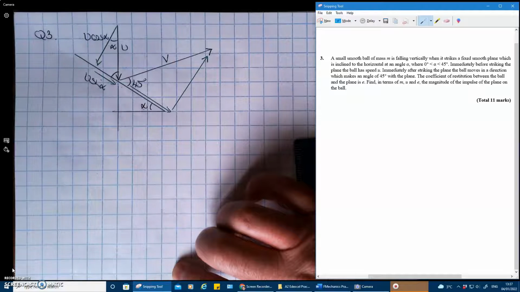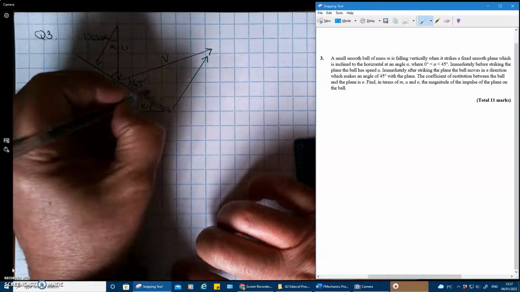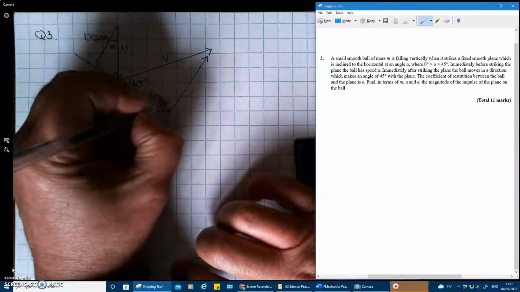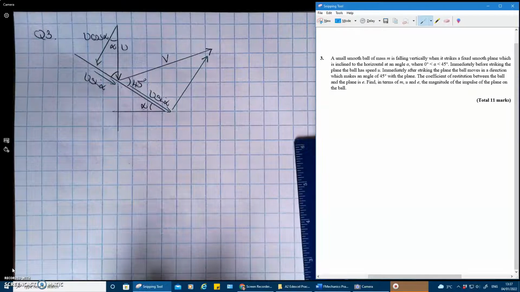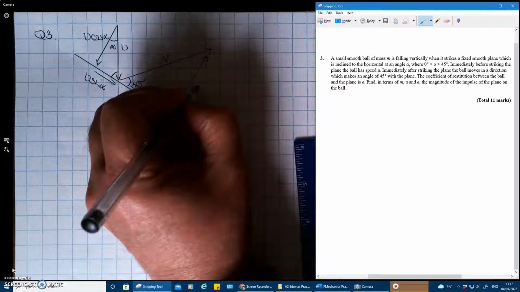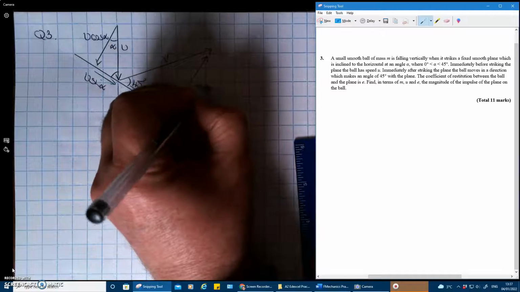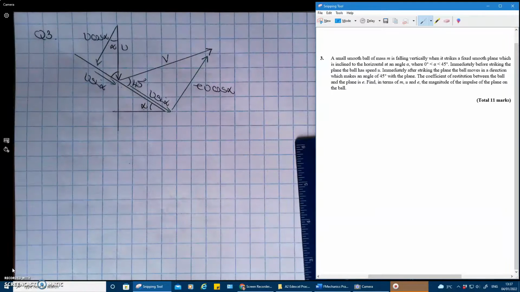We know afterwards, after it's impacted, that the horizontal one will be unchanged, so this is also U sin alpha, and therefore we know the one perpendicular to the plane is U cos alpha times E. Okay, so I've not really considered what the question is at all yet. I'm just looking at what I know, what I don't know.